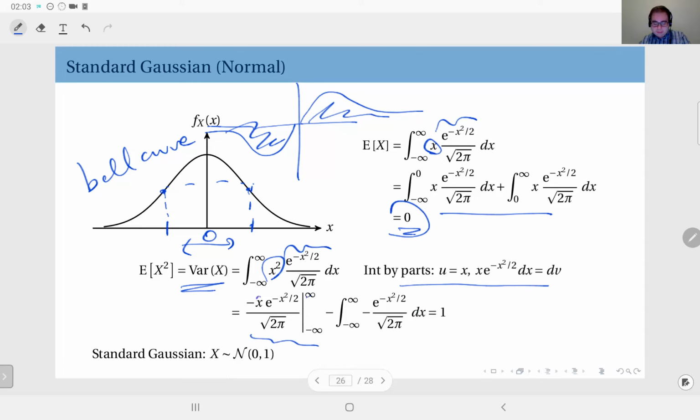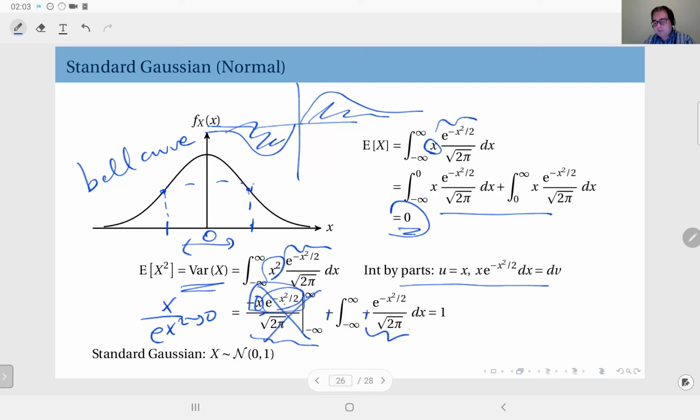Why? You have just x, which goes to infinity in either case, but you also have e to the power minus x squared. So this is in the order of x over e to the power x squared. As x gets larger, e to the power x squared gets larger much faster than x. So this will go to 0, and that will be 0 for positive infinity, also 0 for negative infinity. So this term will be cancelled out, and we have a double negative here, so I can make them positives.